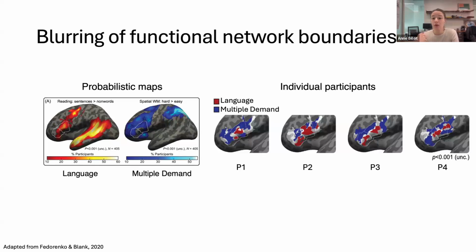And this network is involved in executive functions. And while you can see that across individuals, we can find a similar pattern as seen in the probabilistic maps on the left, when we look within individuals in this inferior part of the frontal cortex, we can really see differences in the exact location of the regions that belong to each network.